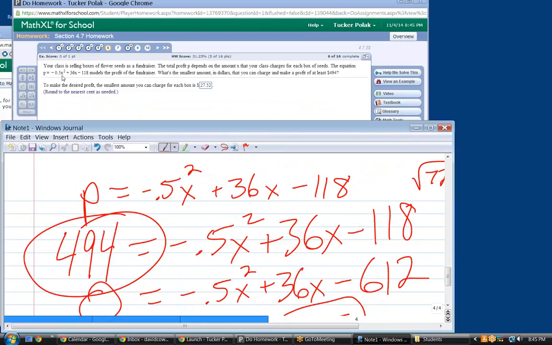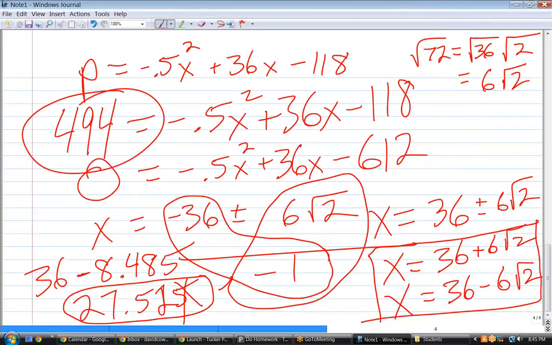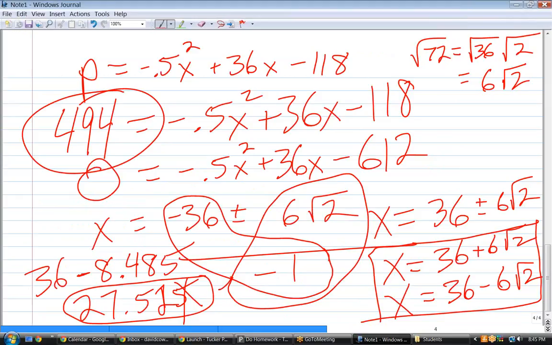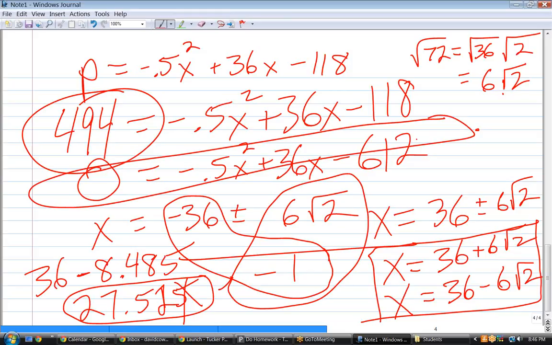Minus 0.5x squared plus 36x minus 118. Well, 494, is that the right number? 494. So I'm going to subtract 494 from 118. If I add those two numbers together, I get 612. Okay, so this is correct. This part here. So now the only thing we have to do is plug it into the quadratic properly.